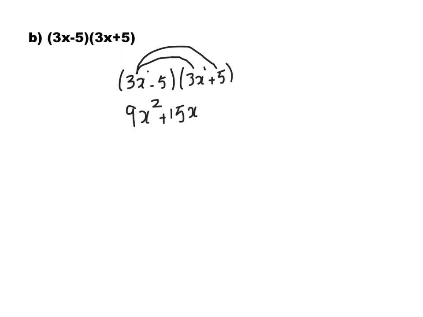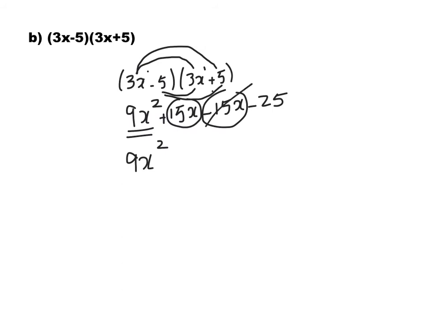Now the second term, negative 5 multiplied by 3x, negative 5 by 5. Negative 5 times 3x gives me negative 15x. Negative 5 times 5 gives me negative 25. Now again, there is no like term to 9x squared, so I get 9x squared here. 15x and negative 15x gives me 0. And then we are left with negative 25. So the product is 9x squared minus 25.